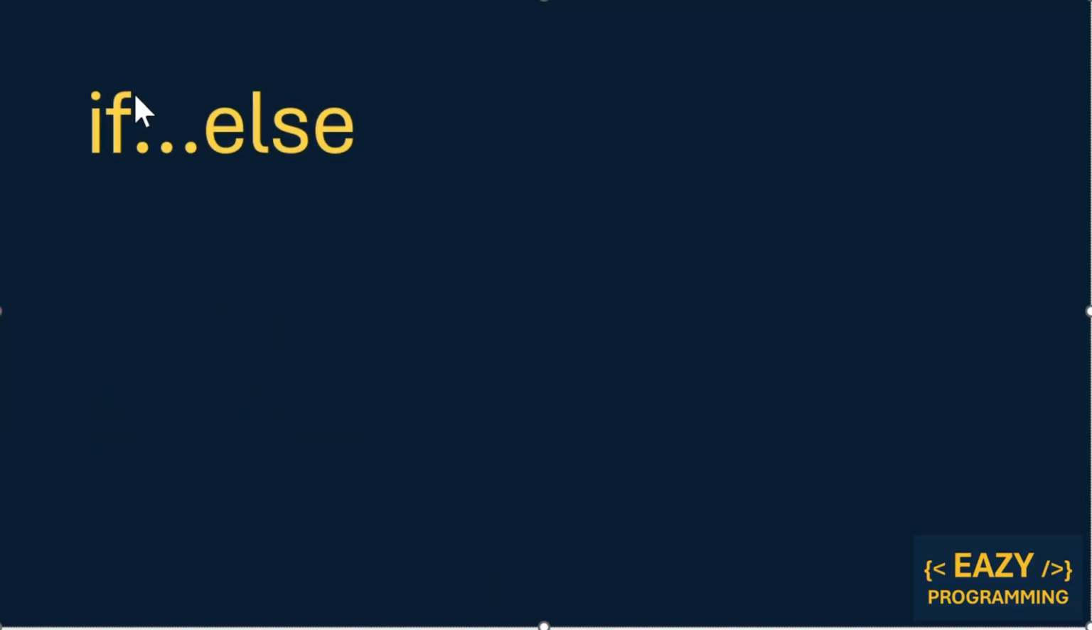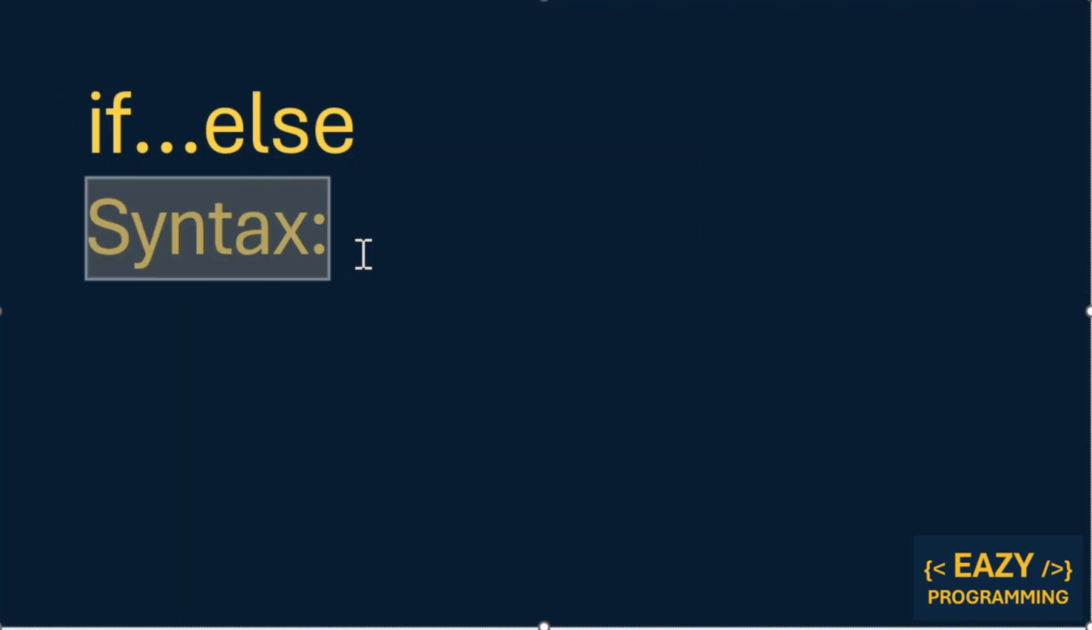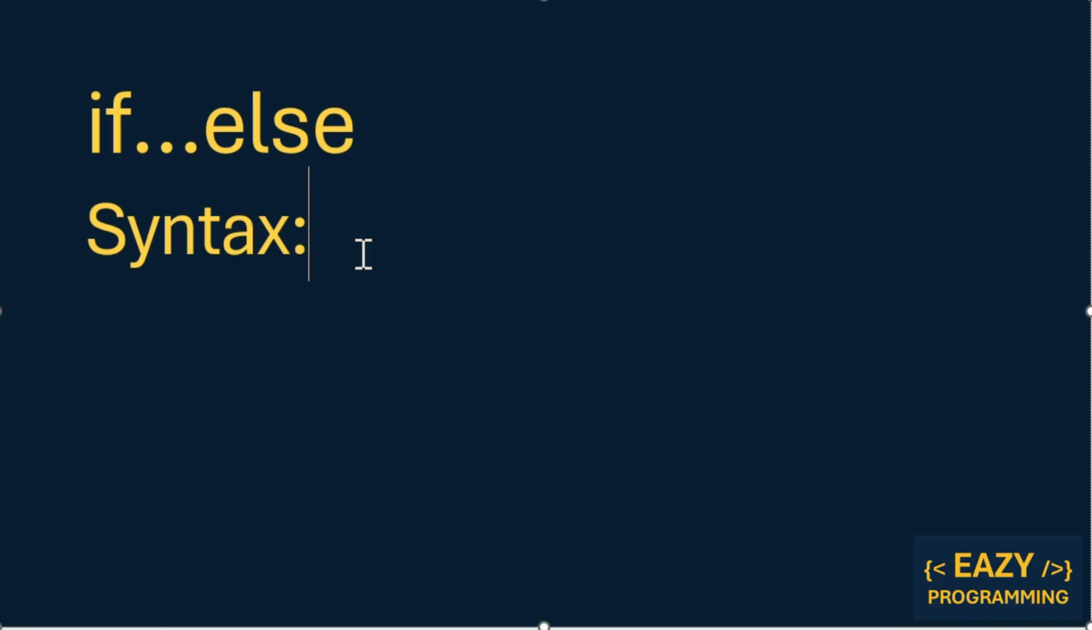By the name itself we can understand that if something we must do, or else we must do something. So there are two things to perform: if something should be performed, or else something should be performed. First we will see the syntax of if else. Syntax means the format that we are going to use to write the if else statements, and the format is going to be the same, only the things inside will change.